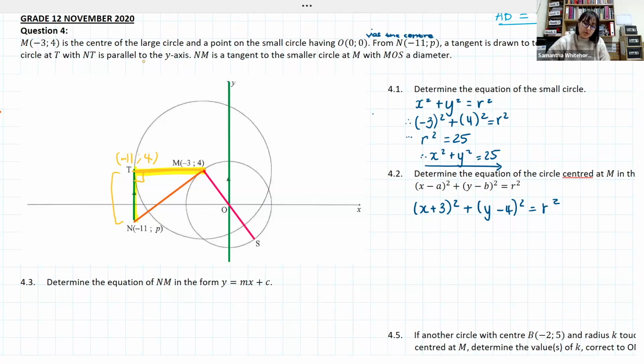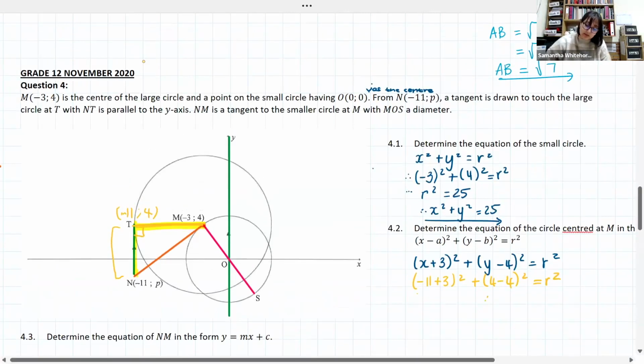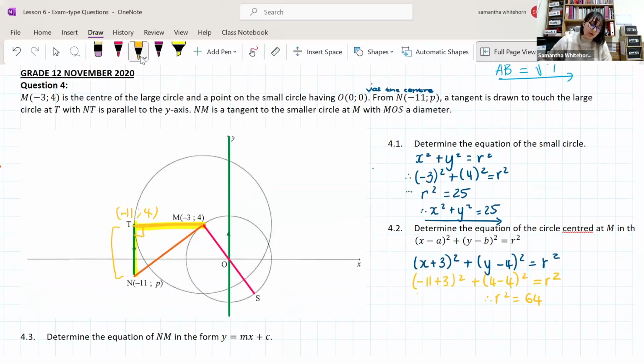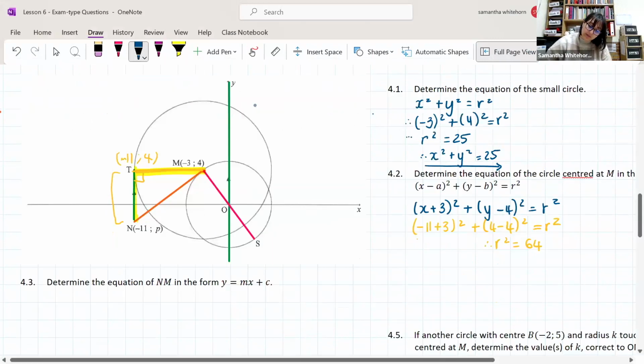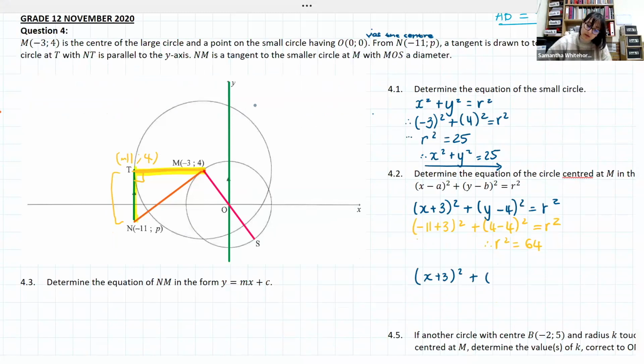So we are going to substitute in those coordinates. So -11 plus 3 squared plus 4 minus 4 squared. Obviously, that's just 0. And that'll give us what r squared is. And so what that means is that r squared is equal to 64. And so now we can write down the equation of our large circle. So this is x plus 3 squared plus y minus 4 squared is equal to 64.